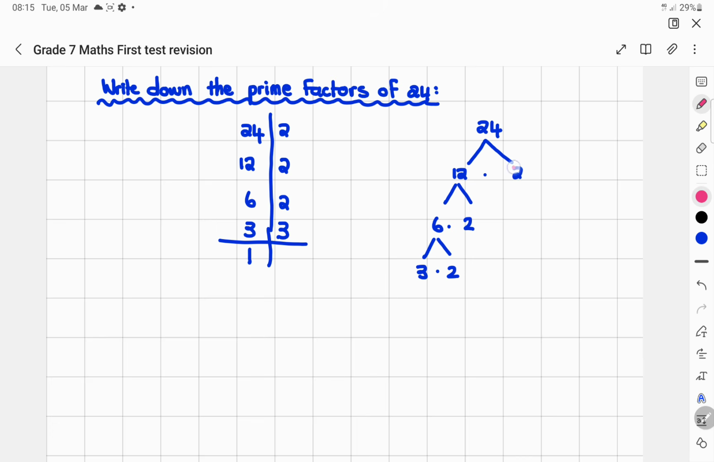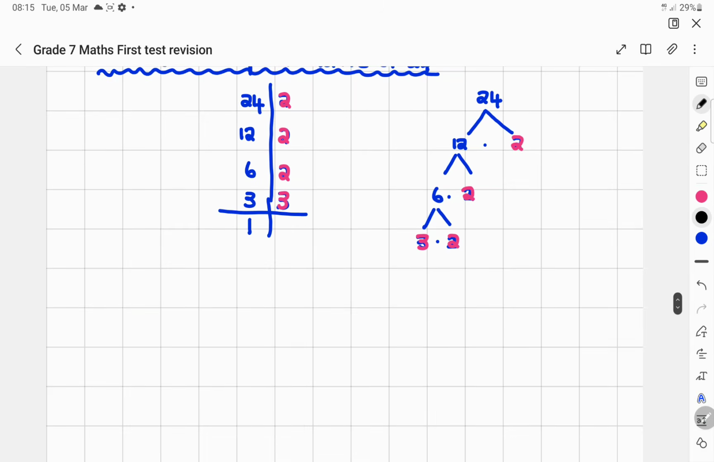So can you see what you are left with? We've got a 2, a 2, and a 2, and a 3. Same as here, a 2, a 2, a 2, and a 3. Okay, so how do you write these as a product of its primes? You're going to say 24 is equal to 2 times 2 times 2 times 3.